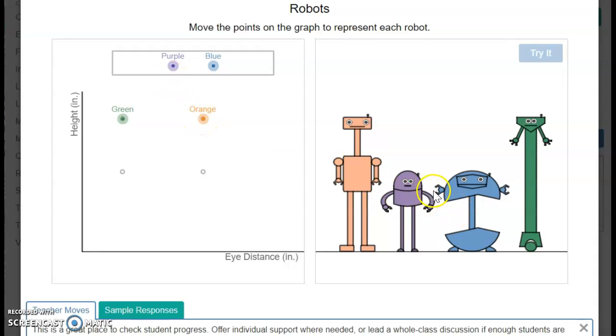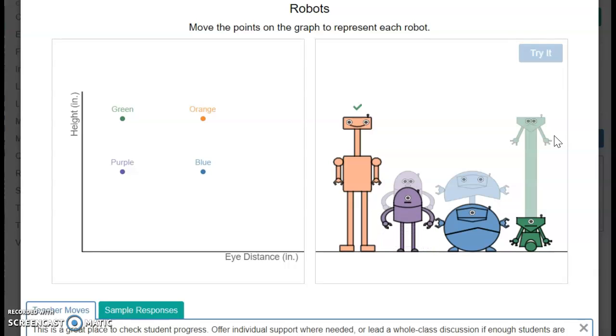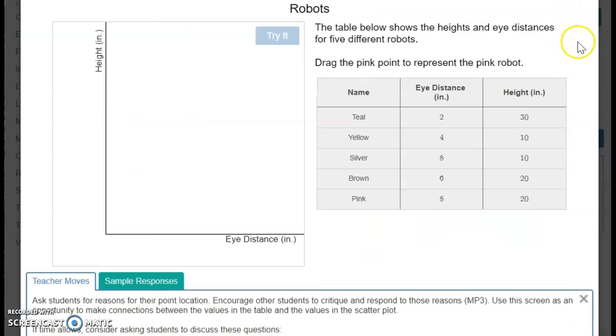What about between the two short robots? The one with the eyes closer together, that means smaller eye distance, will be the purple. So I'm going to bring him down here, and the blue is going to be right here. Okay, and we can try it. And it matches up. Cool. And the blue one, good. And the green, so I had this correct. You can move on to the next card.